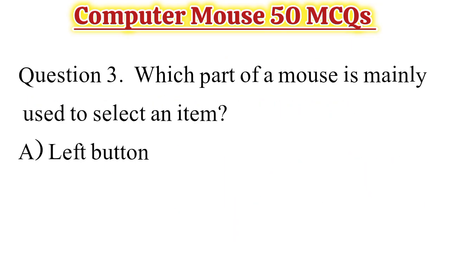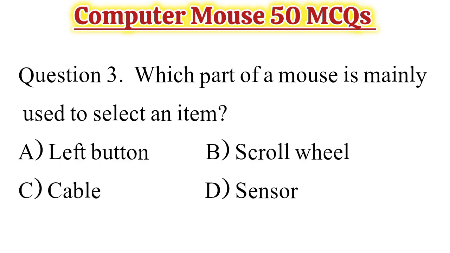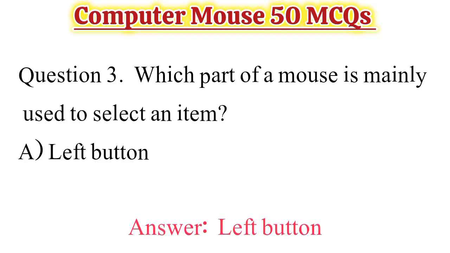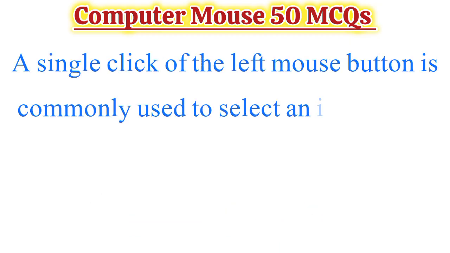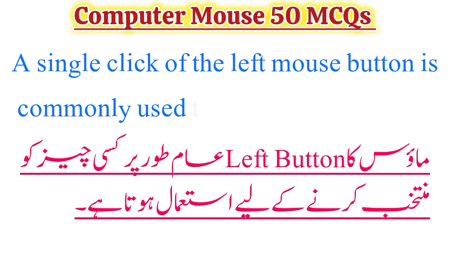3. Which part of a mouse is mainly used to select an item? A. Left button. B. Scroll wheel. C. Cable. D. Sensor. Answer: A. Left button. A single click of the left mouse button is commonly used to select an item.